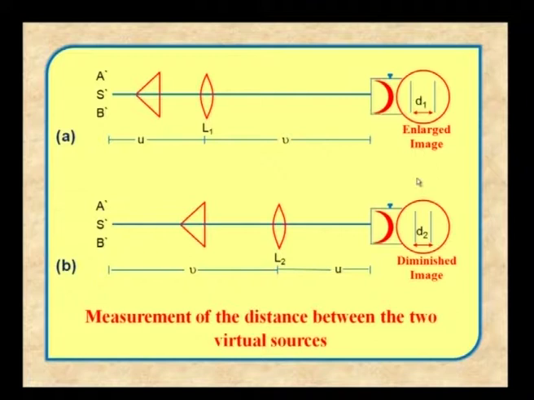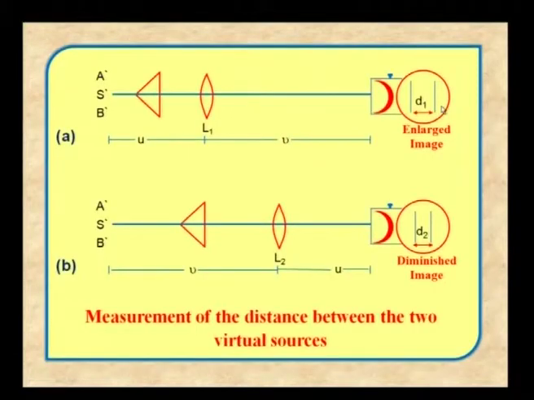Both D1 and D2 can be measured using a microscope, making the crosswire coincide with this line, taking the reading, and then moving the crosswire to coincide with the next line. How far the screw has been moved can be seen from your main scale and vernier scale. Therefore, your D1 is a measurable quantity. In the laboratory, D1 can be measured. D2 also can be measured. So, measurement of the distance between the two virtual sources is the important thing that we are going through.